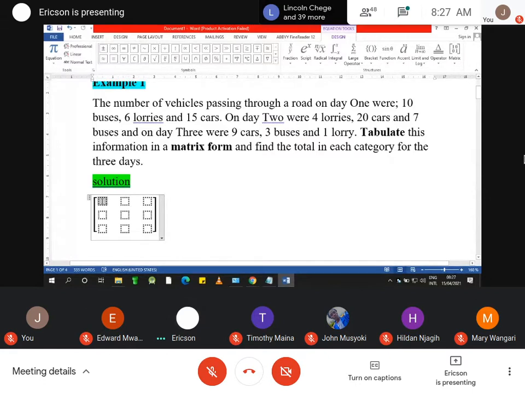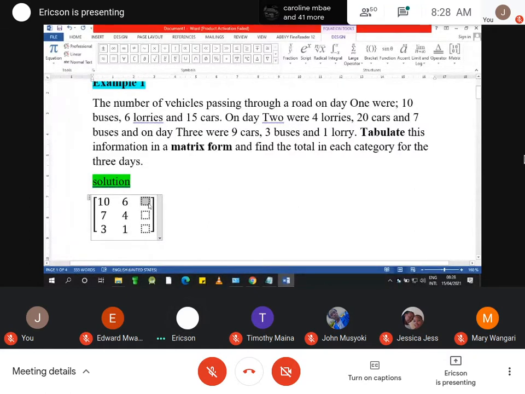So, the number of buses in row one, you have 10. Then, on day two, you have 7, and day three, you have 3 buses. Take note, the order here has been mixed up. So, when you are writing this down, make sure you put them in the correct order. And then in column two, we have said it will take the lorries in each particular day. So you have the 1, 6, second day you have 4, and then the third day you have one.